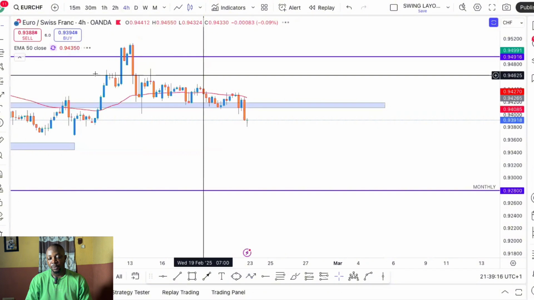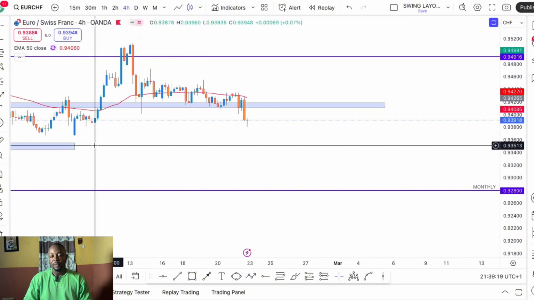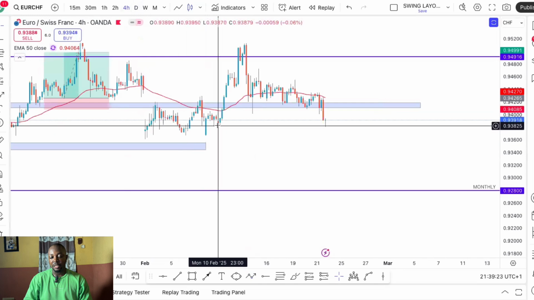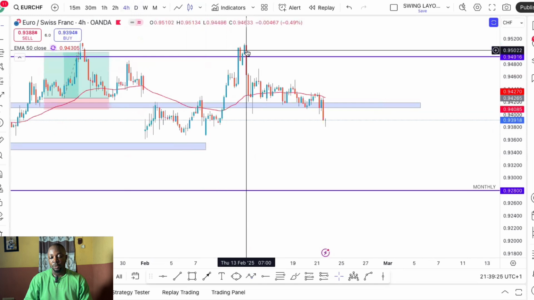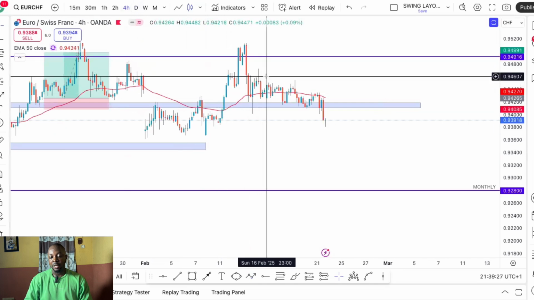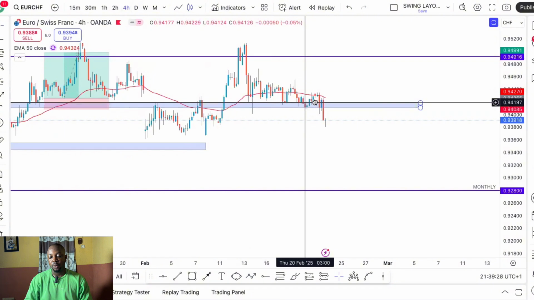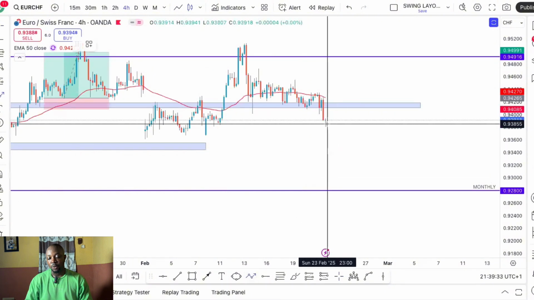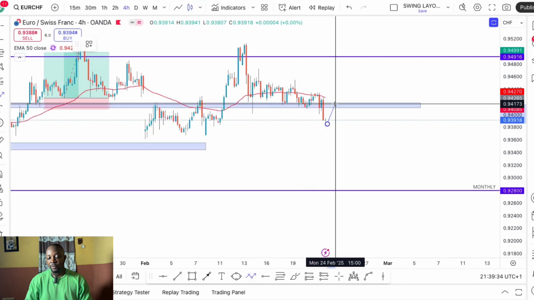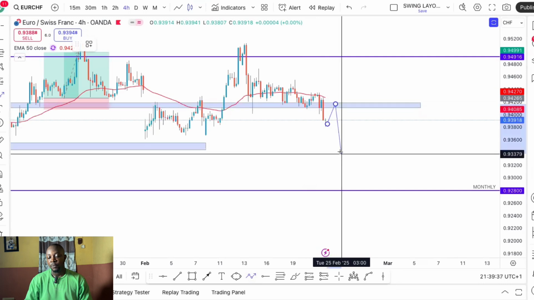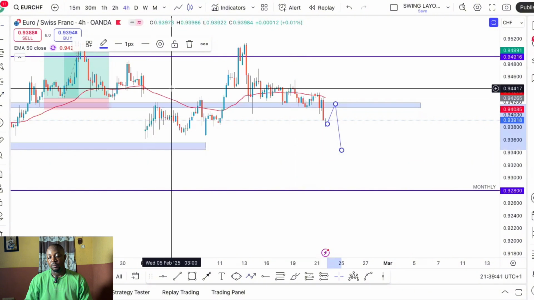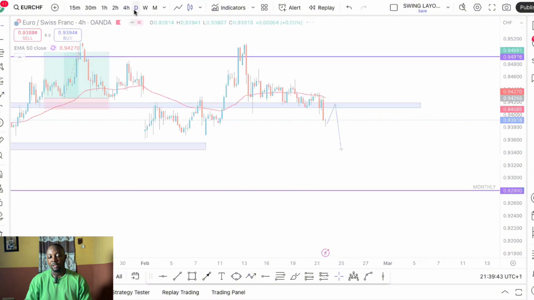Euro CHF. I'm bearish on Euro CHF. The market was in an uptrend, making higher highs and higher lows. From here, low, high, higher low, higher high, higher low, higher high. Then the market made a lower low, lower high, and now it's making lower low, lower high, lower low. So we're just going to wait for the market to pull back, retest, reject, and look for shorts to the downside.